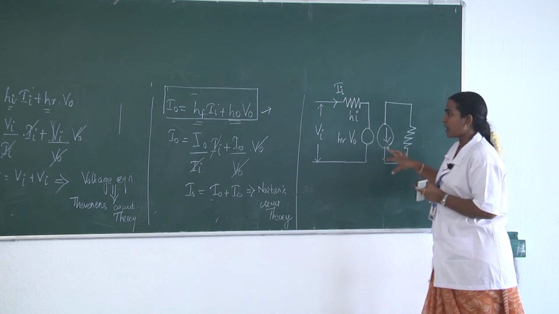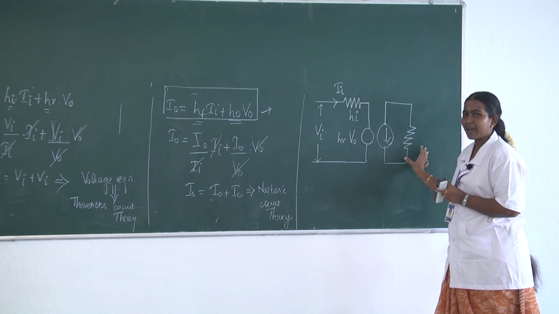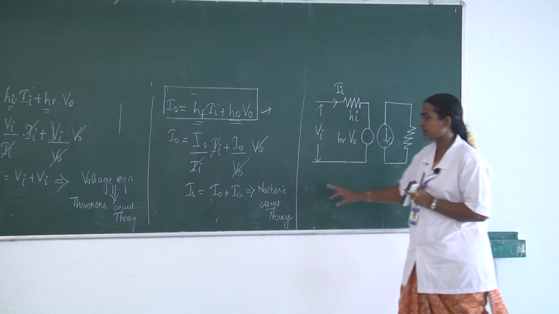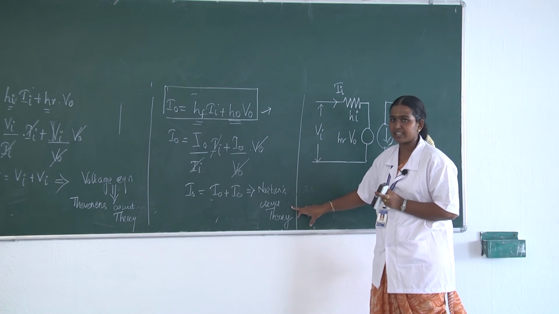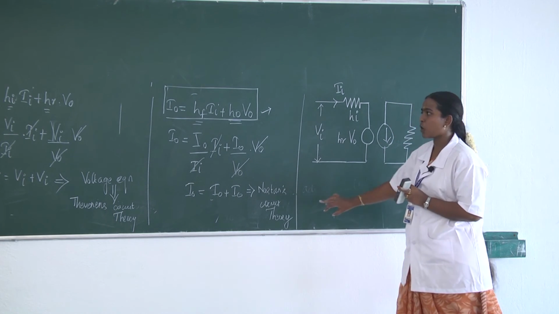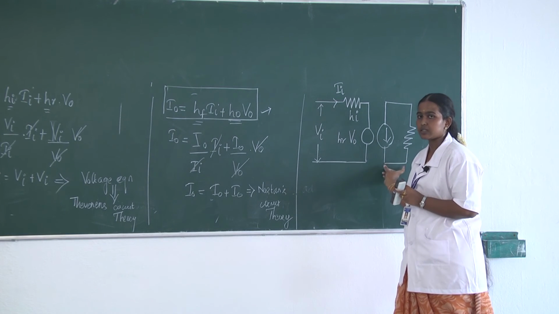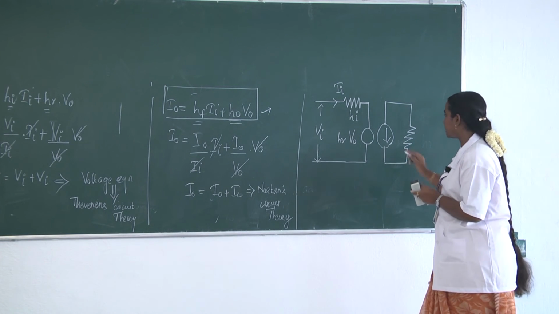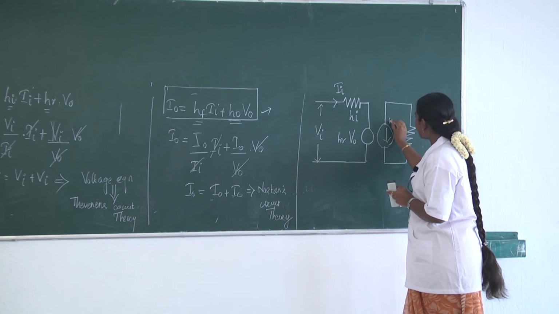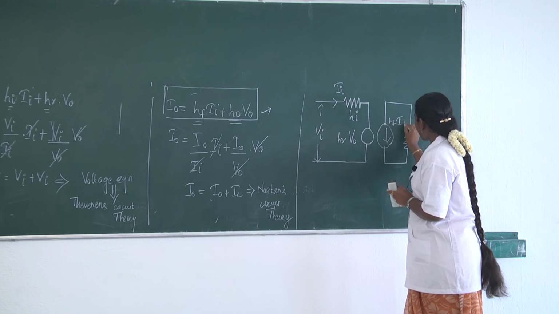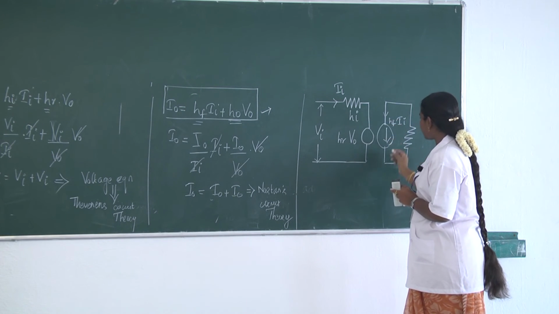Why have I drawn these two terms in parallel? I have utilized Norton circuit theory for this particular equation. If I utilize Norton circuit theory, I have to make it in the form of a parallel. When two currents are added, then it has to be in parallel. So I know this one is nothing but Hf into Ii, the input current that flows here.